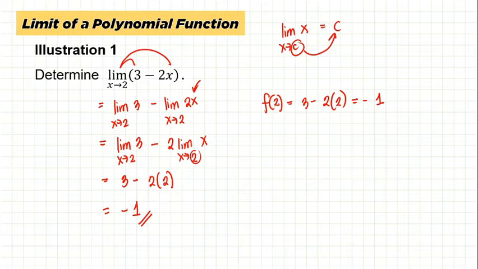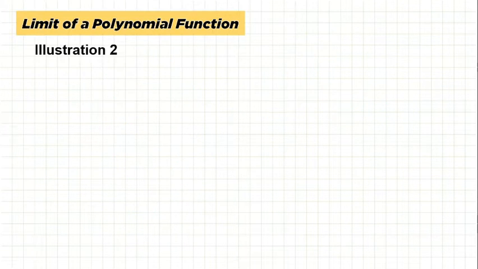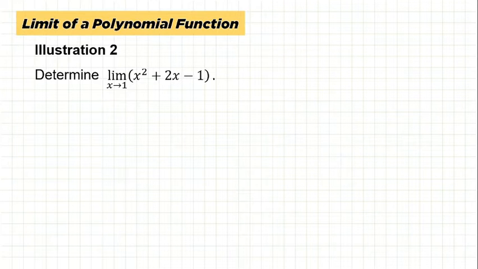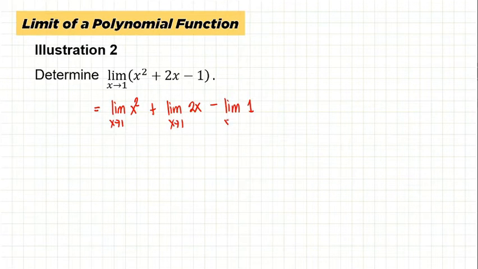Okay, next, let's have the second one. How about this one? We have three terms separated by plus and minus, so again, we will apply the sum or difference theorem. We have the limit of x squared as x approaches 1 plus the limit of 2x as x approaches 1 minus the limit of 1 as x approaches 1. Now, for the first term, we have x squared, so a function raised to 2.